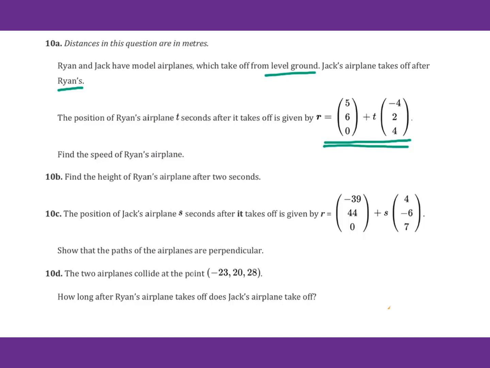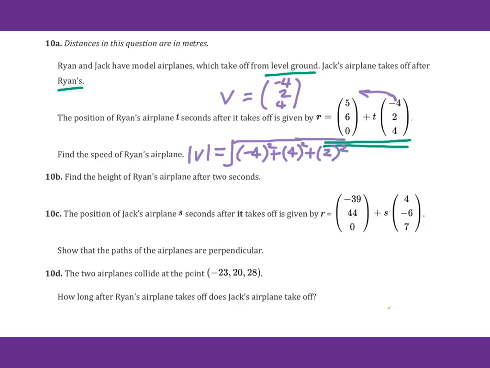We need to figure out the direction vector, that will be the velocity. Velocity equals this one, negative 4, 2, 4. Therefore, the speed, which means the magnitude of this velocity, equals the square root of negative 4 squared plus 2 squared plus 4 squared. You will get 6.